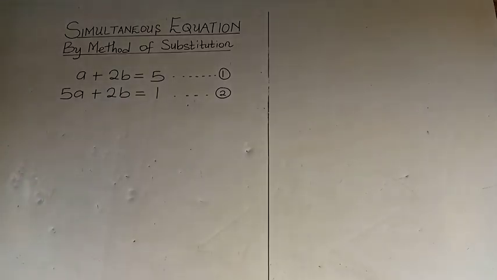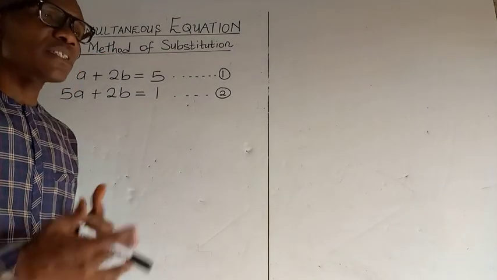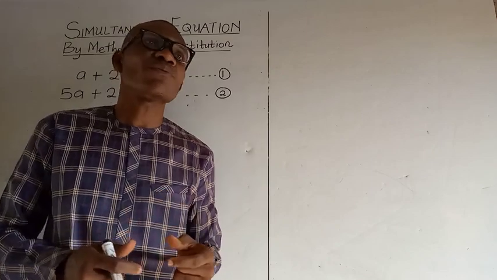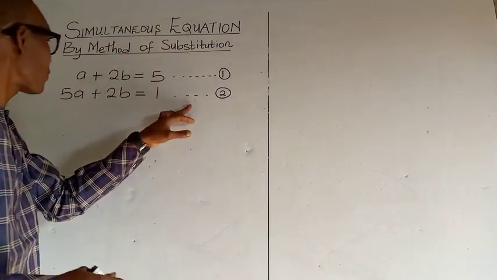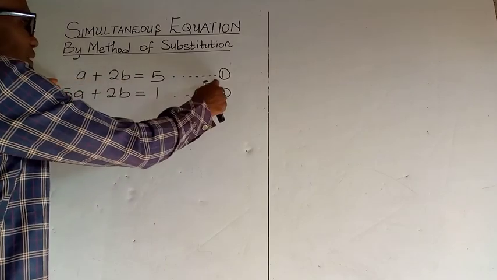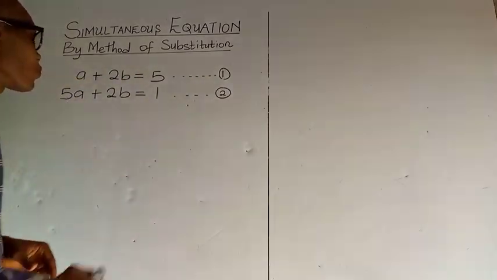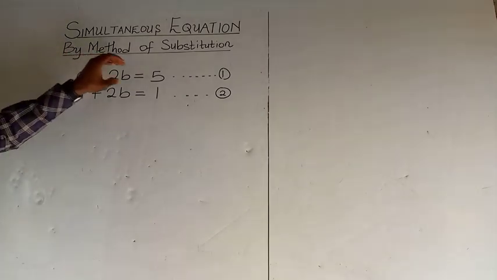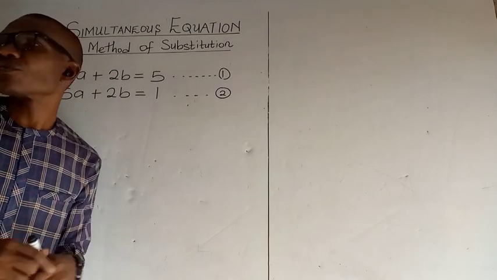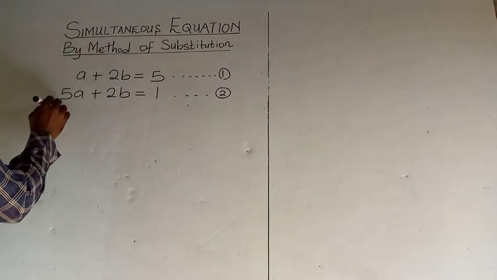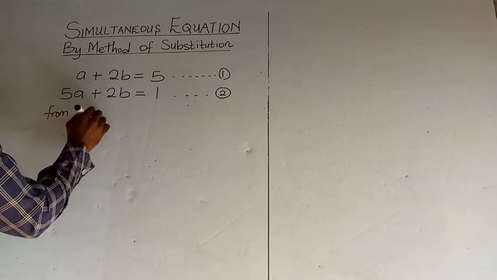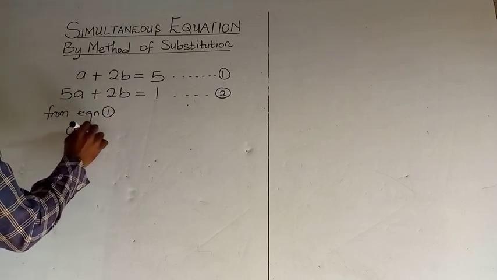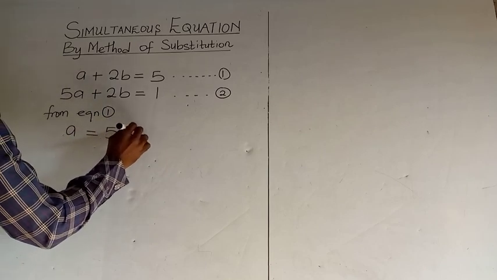We also have another equation here, and we'll be solving it by method of substitution. Before solving this simultaneous equation, make sure you itemize the equations. That means, like this, we make this equation 1, this equation 2. So we'll be looking for the unknowns, the value for a and the value for b, by method of substitution. All we need to do, we say from equation 1, a is equal to 5 minus 2b.